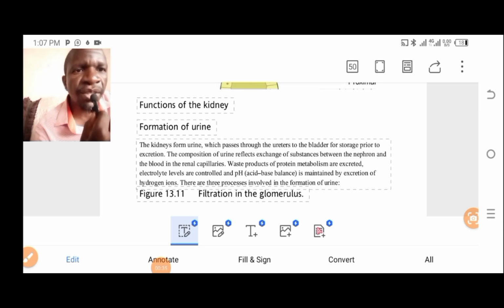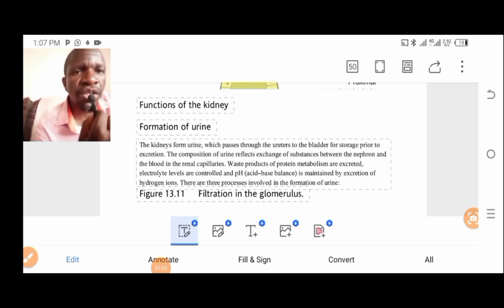So the kidneys form urine which passes through the ureters to the bladder for storage prior to excretion. The composition of urine reflects the exchange of substances between the nephron and the blood in the renal capillaries. Waste products of protein metabolism are excreted. For example, electrolytes are also controlled, and pH acid-base balance is maintained by excretion of hydrogen ions. These are the processes involved in the formation of urine.